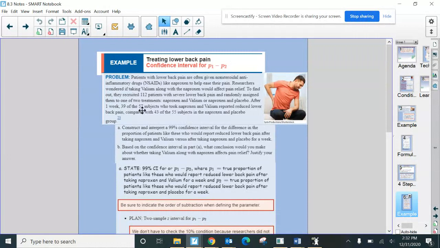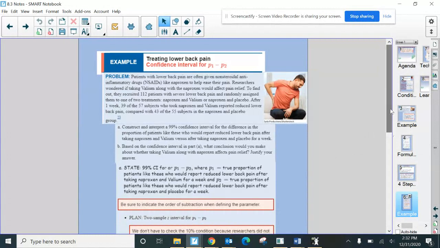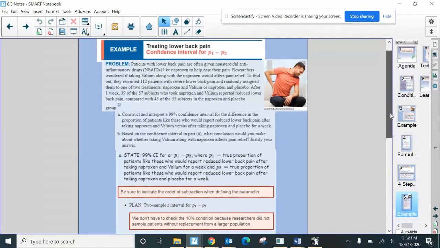After 1 week, 39 of the 57 subjects who took naproxen and Valium reported reduced lower back pain, compared with 43 of the 55 in the naproxen and placebo group. So we want to first construct and interpret a 99% confidence interval for the difference in the proportion of patients like these who would report reduced lower back pain after taking naproxen and Valium versus taking naproxen and a placebo.